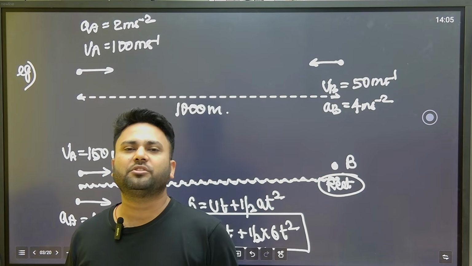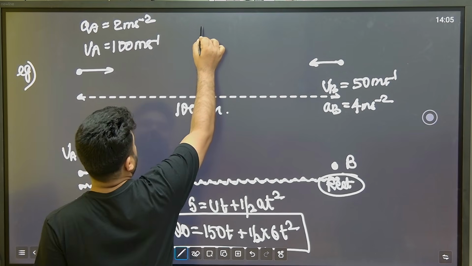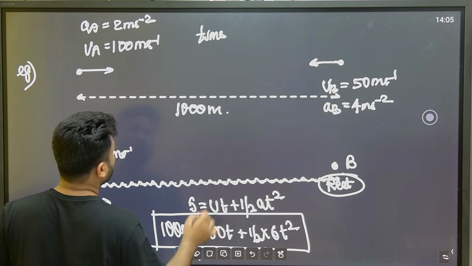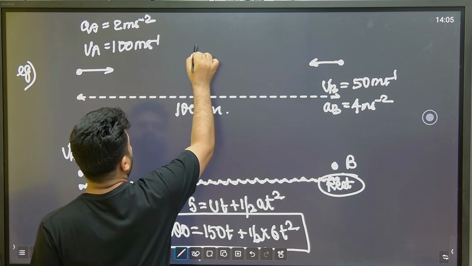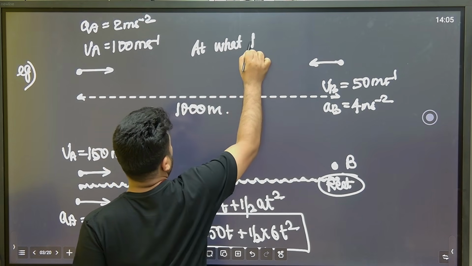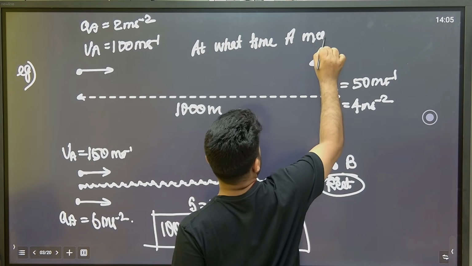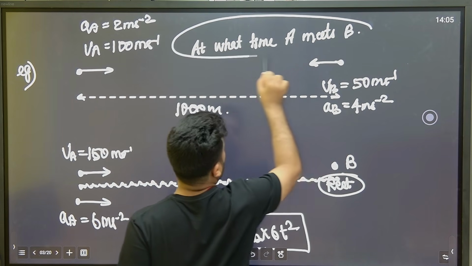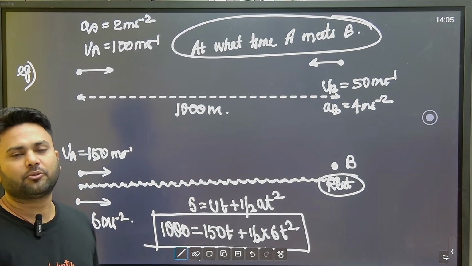That was asked in the question. At what time will A meet B? Time. The question was, you can write the question also: at what time does A meet B? Okay. So this will give you the solution of this question.